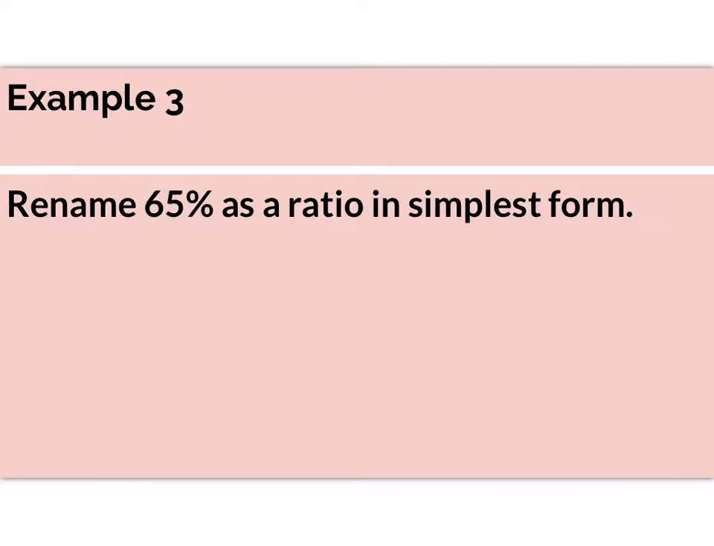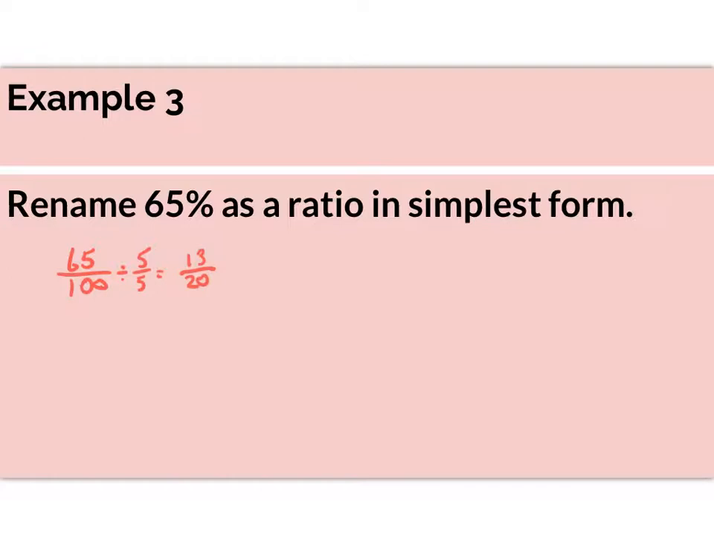Rename 65% as a ratio in simplest form. So a ratio, we know, is a fraction of units. So 65%: per means divide, cent means 100. And now we see that this ends in 5 and this ends in 0, so we can divide by 5 over 5. 100 divided by 5 is 20. And then 65 divided by 5 is 13.